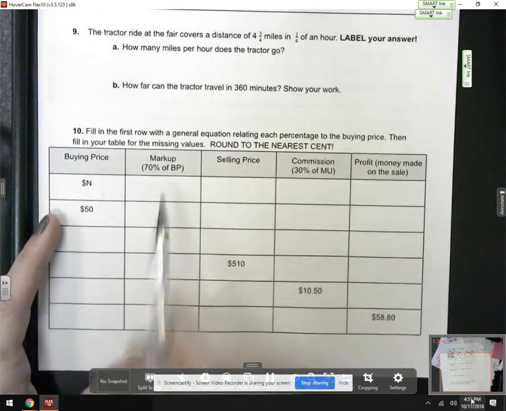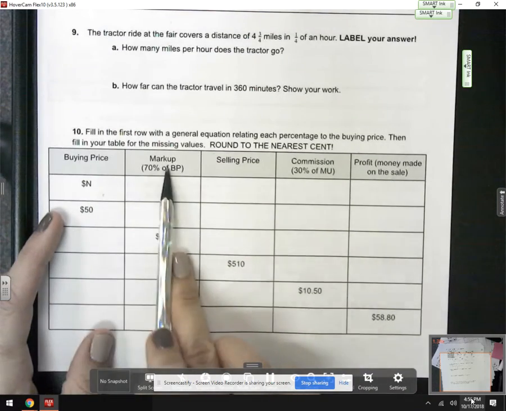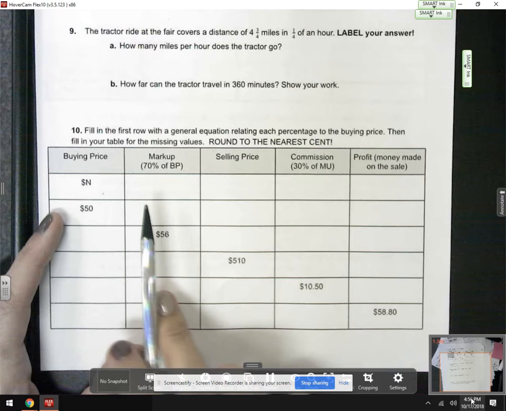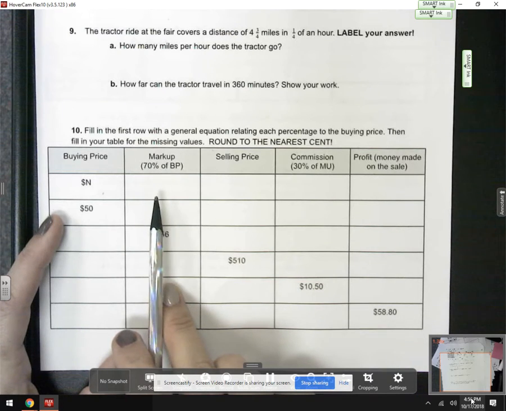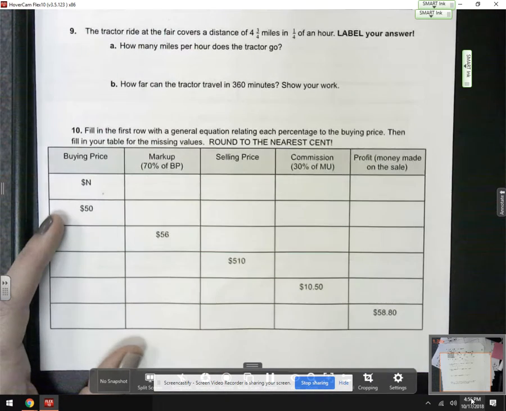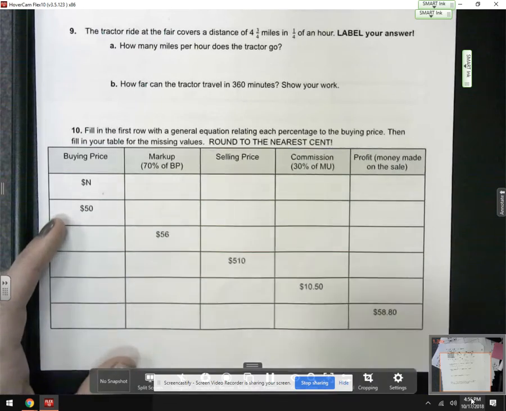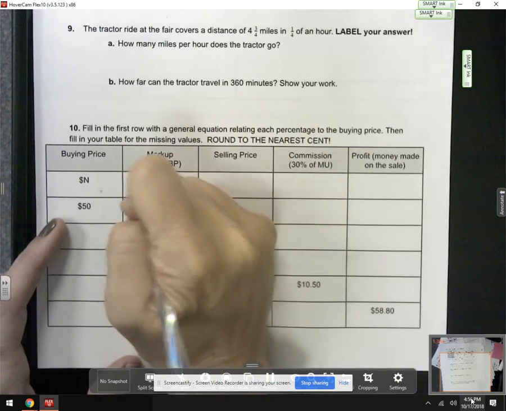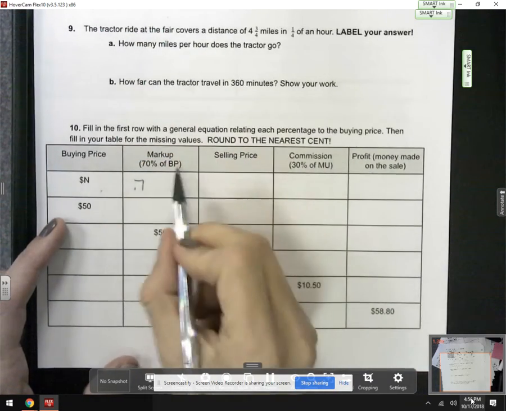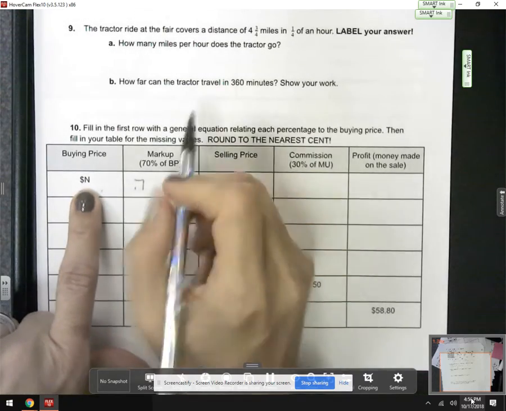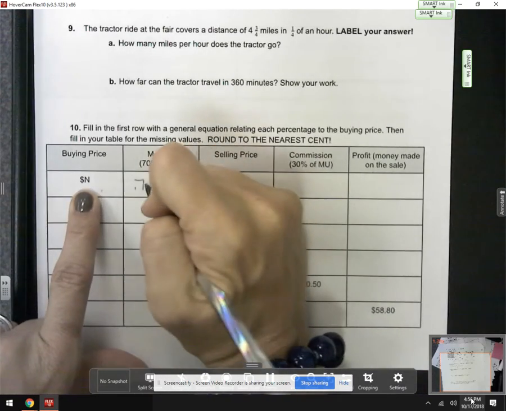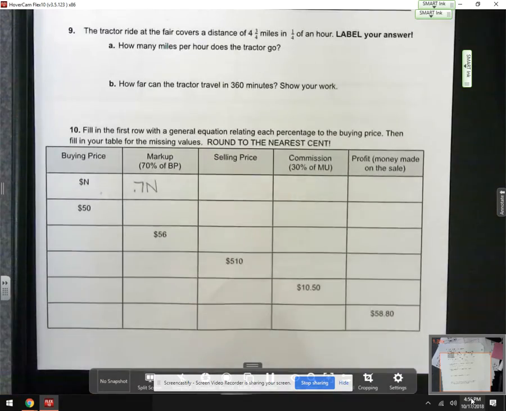So we're going to start with our markup. So when we buy something, we mark it up before we sell it. So the markup is going to be 70% of the buying price, which you guys know, 70%, the decimal equivalent is 0.7. So it's going to be 0.7 of our buying price, and our number for our buying price right now could be any number, so we're going to use the variable n.